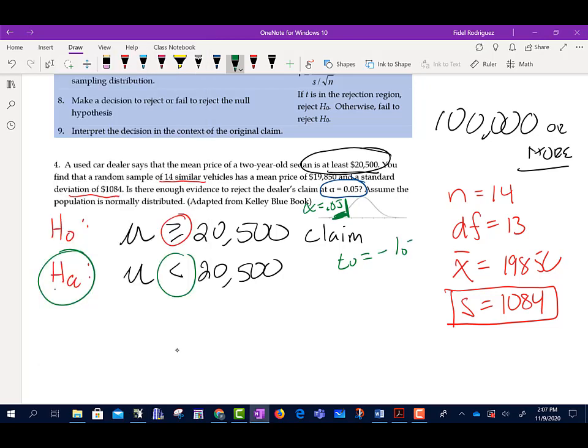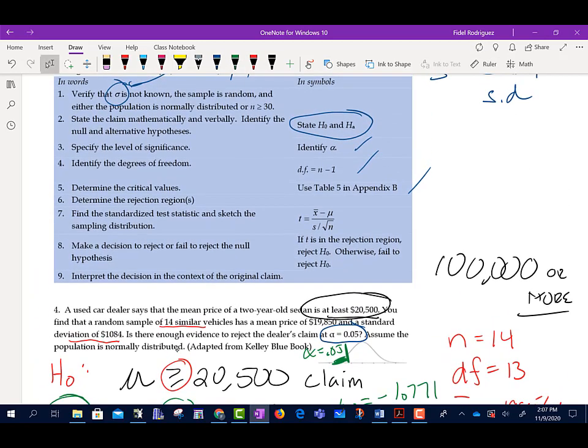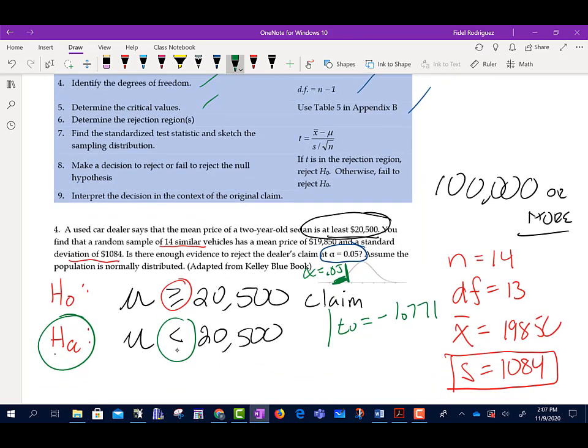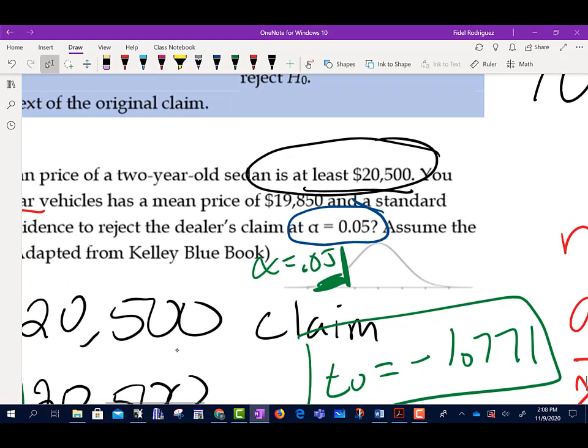So negative 1.771. Now that we found that, we found our level of significance because we identified alpha. We did our degrees of freedom. We found our critical value, we just found it right here. Now we're going to determine our rejection region. Just a quick reminder, I'm going to zoom in a little bit. Remember, this here is my fail to reject, and this here is my rejection region.